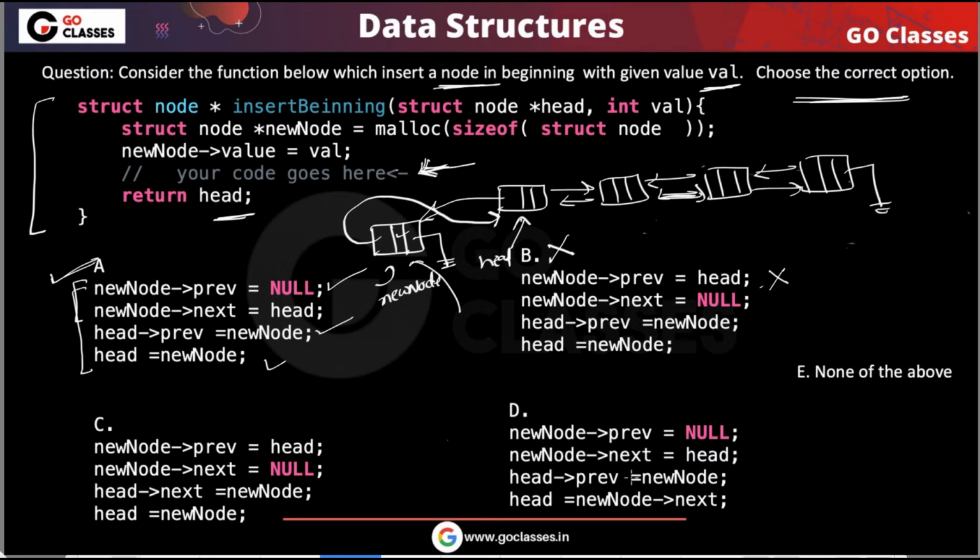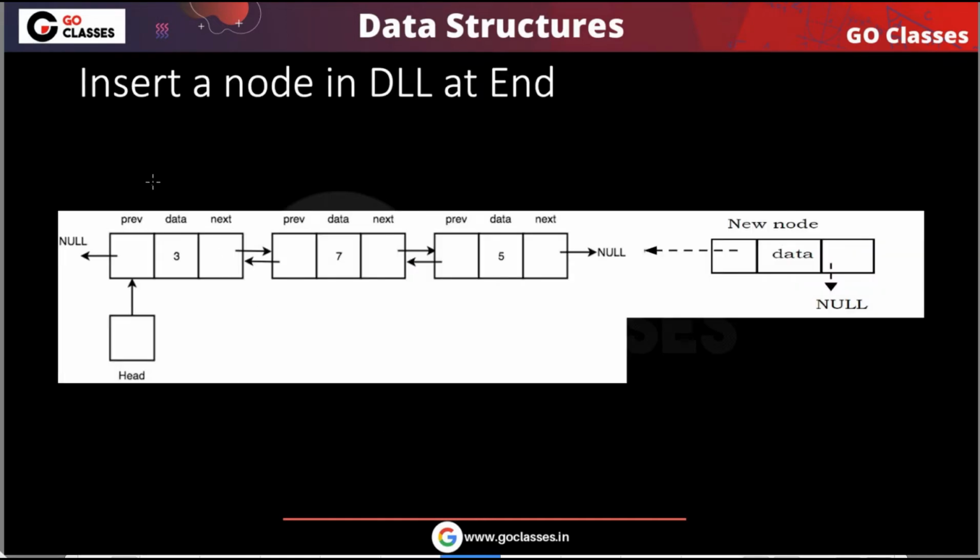Okay, similarly you can check D is also not a doubly linked list. So A is the correct answer. That's how you can insert at the beginning. I hope you like this question because, instead of giving you a step by step procedure, I have made this as a question. Now let's see how to insert at the end.